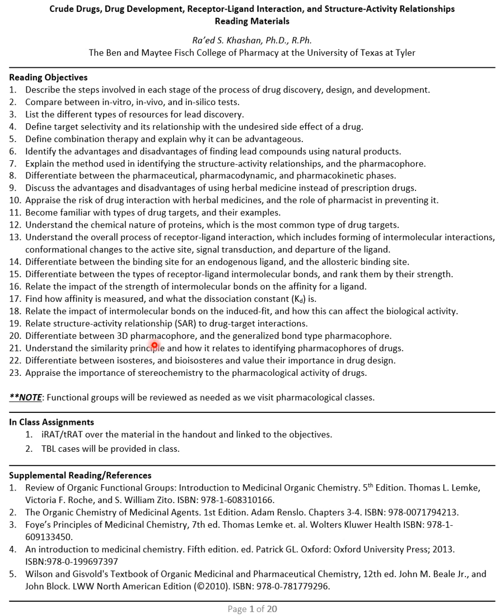And then differentiate between 3D pharmacophore, generalized bond pharmacophore, understand the similarity principle and how it relates to identifying the pharmacophore. Differentiate between isosteres and bioisosteres and what's their importance in the drug design. And then appreciate the importance of stereochemistry and the impact it has on the pharmacological activity of drugs.